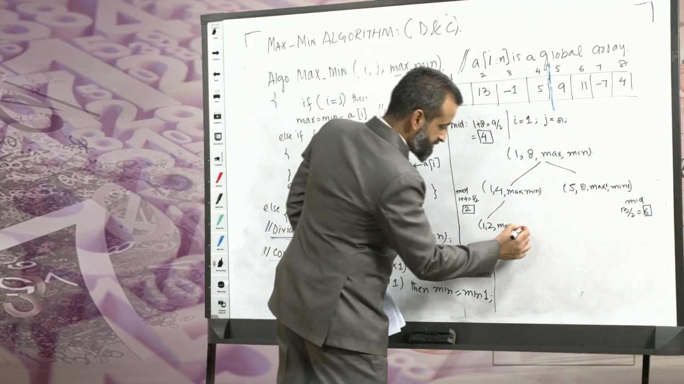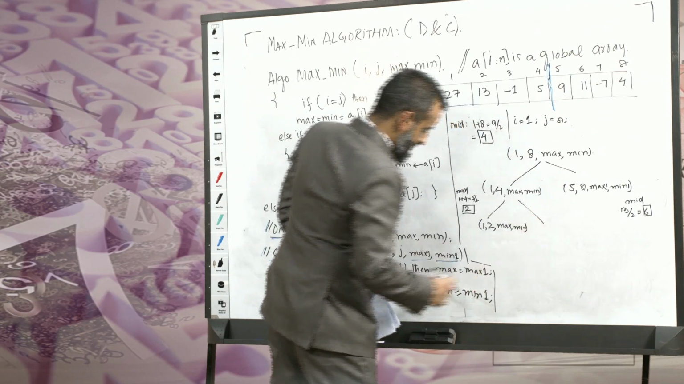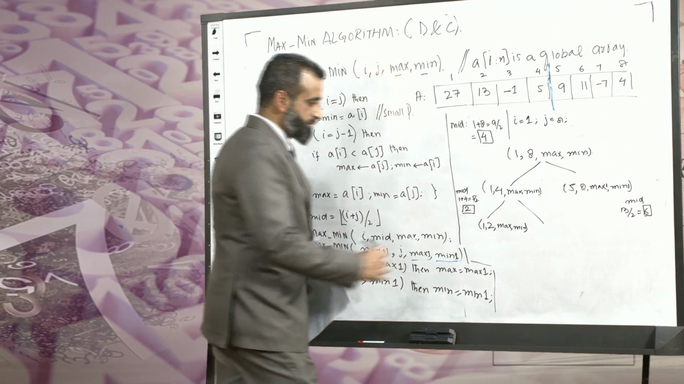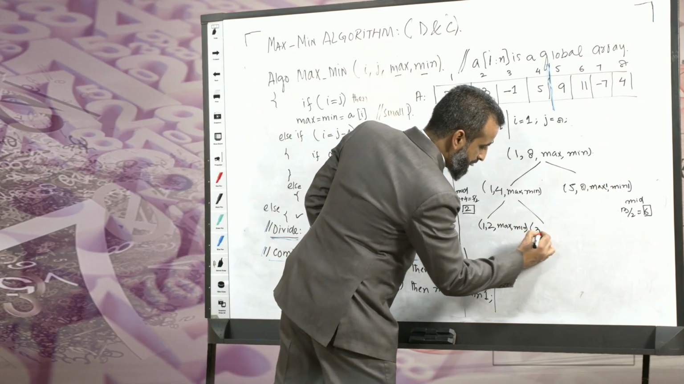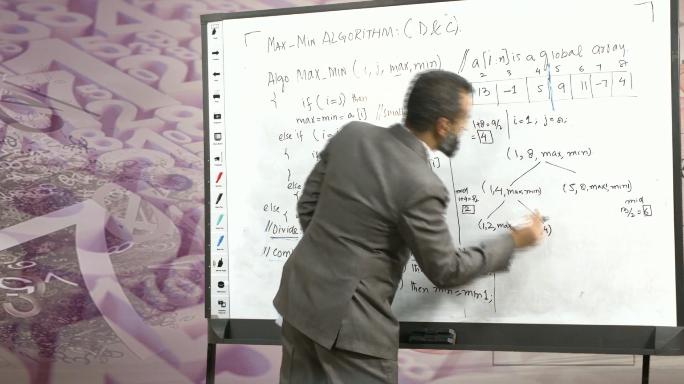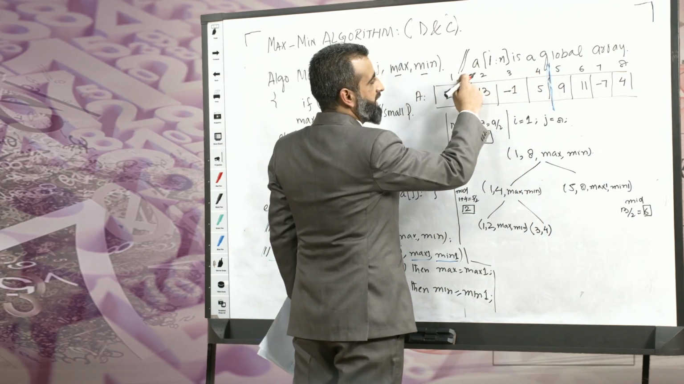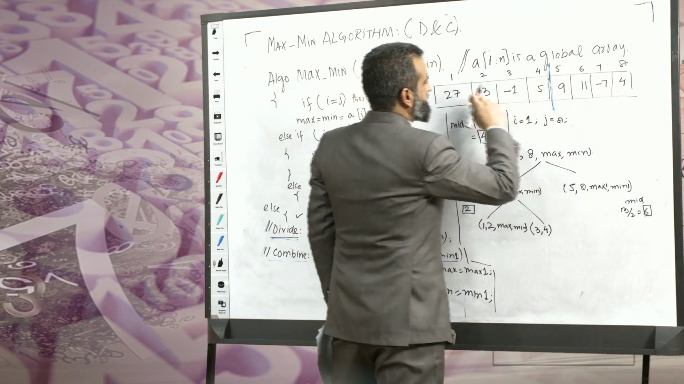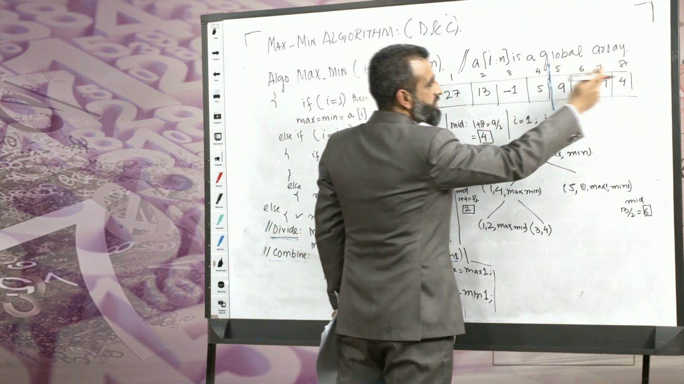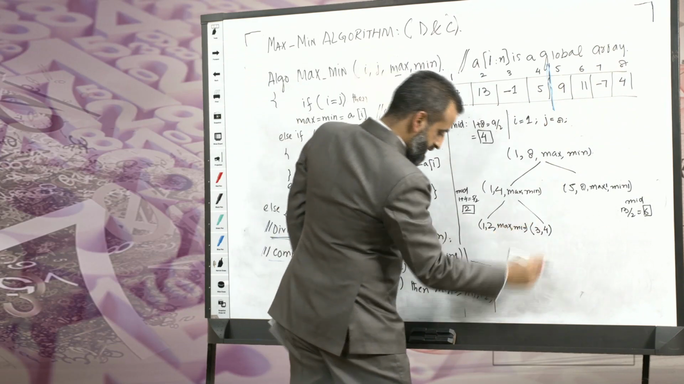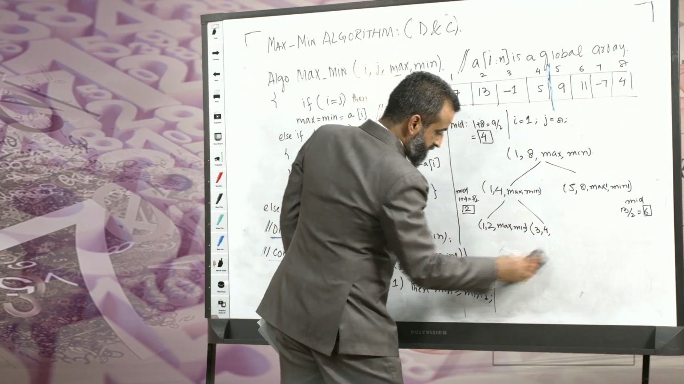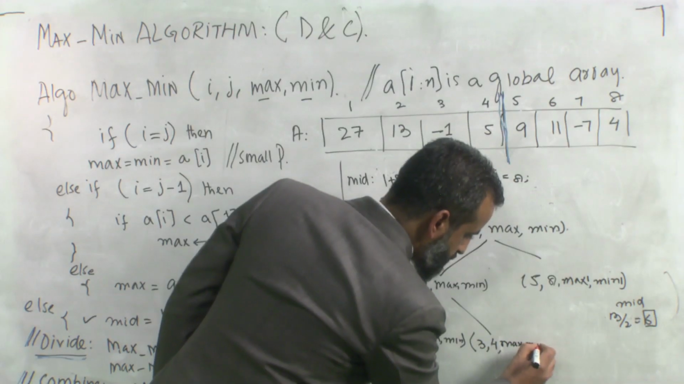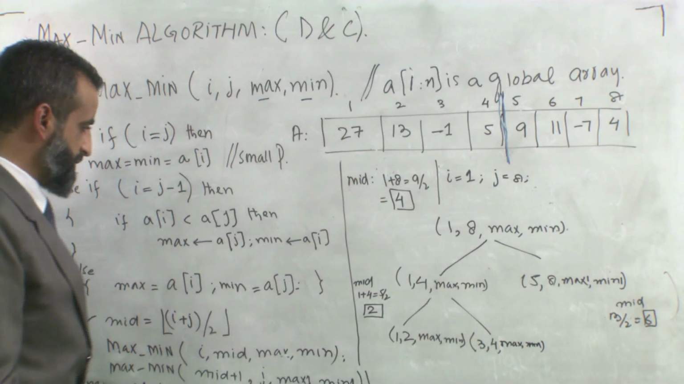Similarly, in this case, the second call will be mid plus 1 up to final element. Mid plus 1 will be 3 and final element is 4. See here, this is my I, this is my j for this case. In this case, this is my I and this is my j, right? So this is I to mid, this is mid plus 1 to j. 3 and 4, the similar case, max not known to me, min not known to me. I'll keep them as they are.